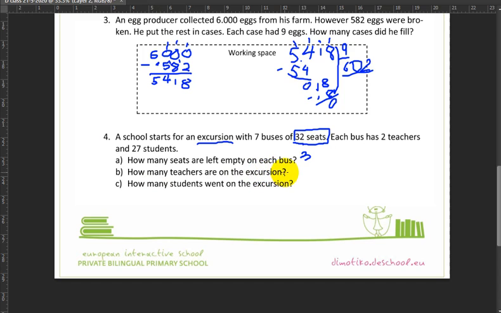Then how many teachers are on the excursion? So 2 teachers for each bus, 7 buses, which means we need to do 7 times 2, which makes 14. 14 teachers. How many students were on the excursion? 27 students on each bus, 7 buses, 27 times 7. It's going to give us 189. And there we go.